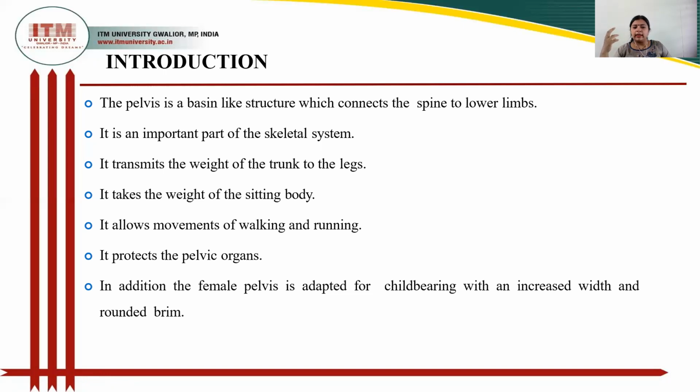In addition to that, when we speak about the female pelvis, it is adapted for child bearing, with an increased width and a rounded brim. The female pelvis is somewhat different from the male pelvis because it has the wider brim. With the wider and round brim, we can easily go to the labor.